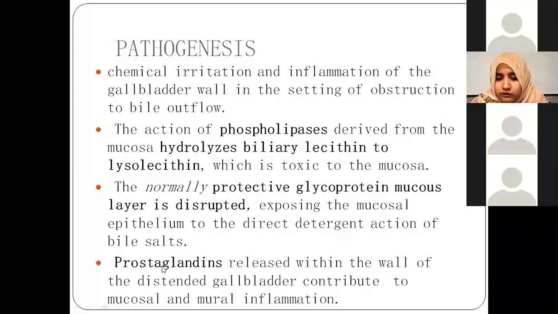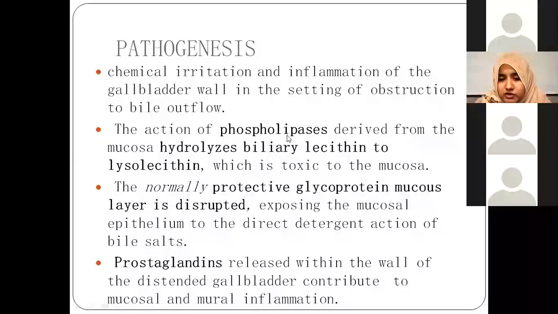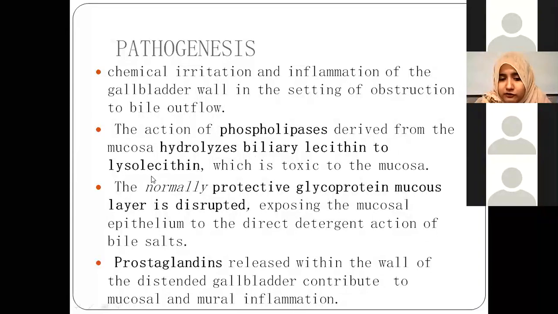So also there is prostaglandin release, prostaglandin I and E, which within the wall of the distended gallbladder contribute to the mucosal and neural inflammation. So you have three things which will enhance the inflammation and the acute state of the gallbladder: the release of the phospholipases, the conversion of the biliary lecithin to lysolecithin, the bile salts, and the prostaglandin.